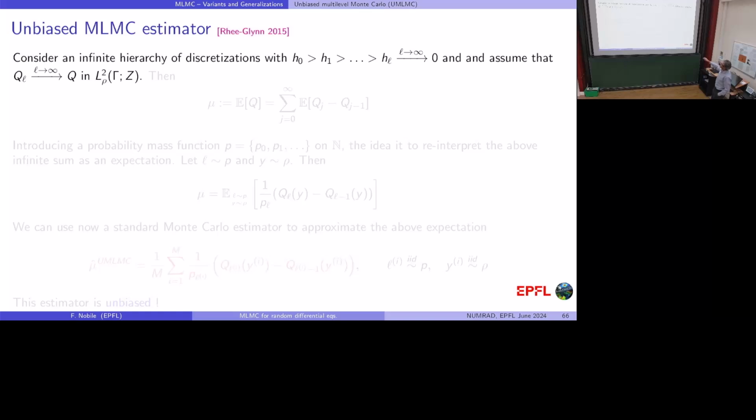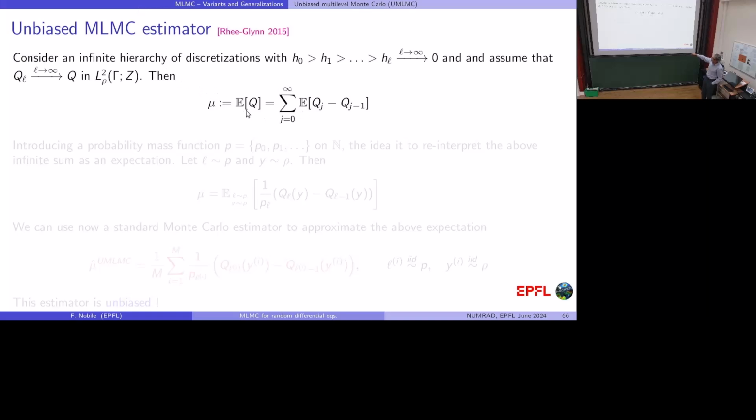And I assume that this discretization induces a discretization of the output Q, which converges in L2 sense to the true output Q. So in L2 with values in this, let's say, Hilbert space Z. Okay?